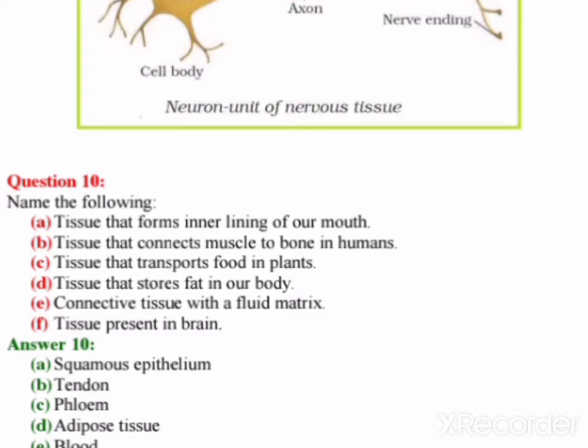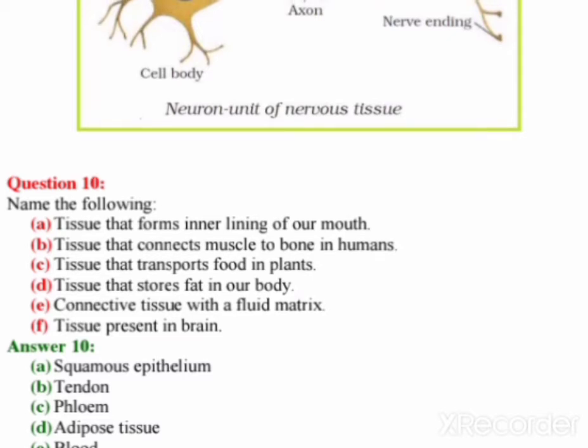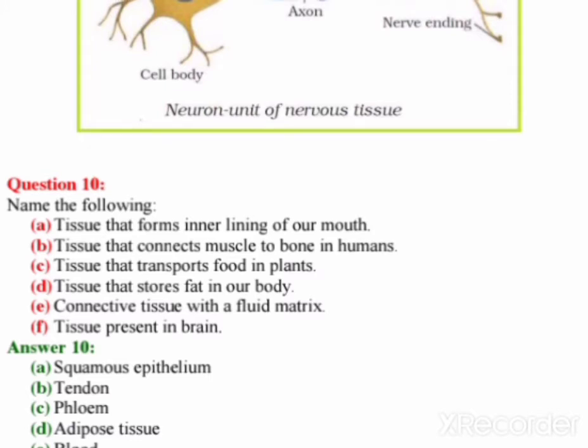So this is the labelled diagram, and this is the longest cell present in our body. Nerve cell is the longest cell present in our body, and it has many parts like dendrites, cell body, axon, nucleus, nerve ending. All are parts of the neuron.